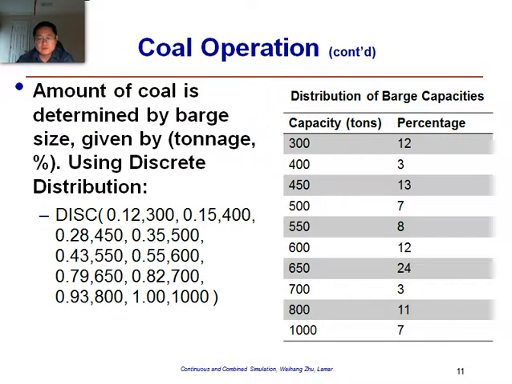We assume that the percentage of incoming barges are as shown in this table. We may use discrete distribution to represent them. Note that the percentage in disk should be cumulative. For example, for capacity 400, the cumulative percentage is 12 plus 3 equal to 15, recorded as 0.15.